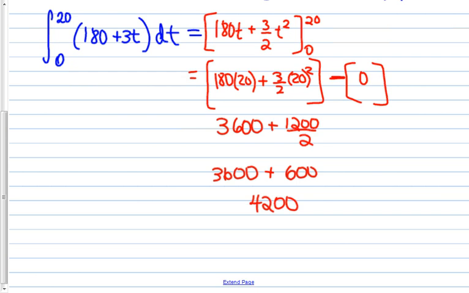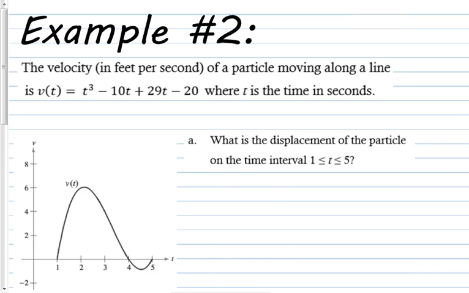And that's how many liters: 4200 liters flowed into the storage tank. Okay, example 2.